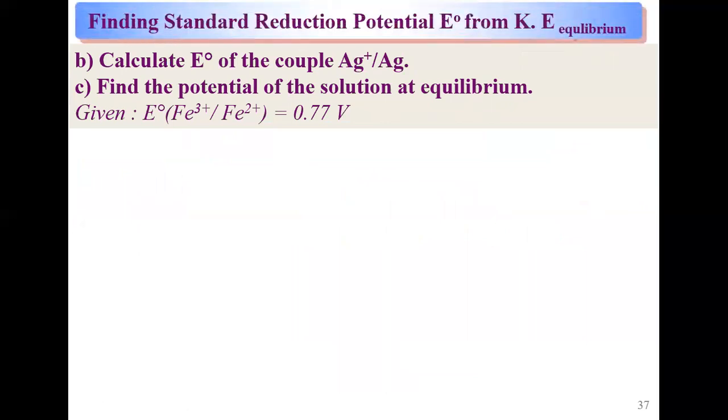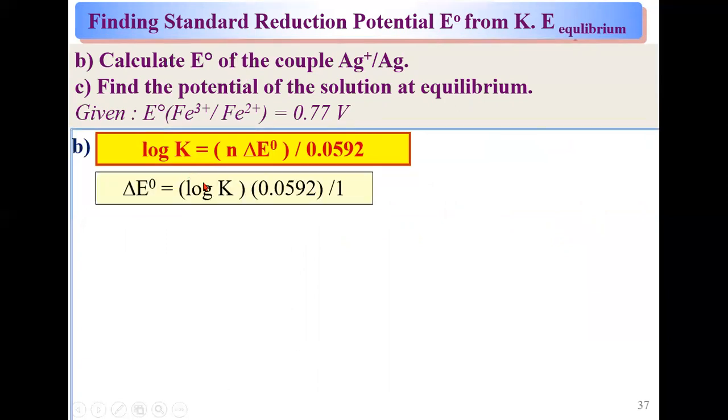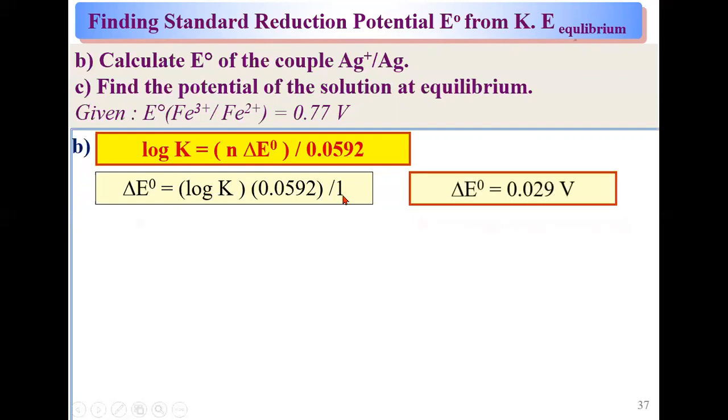Now from the K, we're going to find the E naught. How do we do that? This is again new. First, get the delta E naught from the K. Delta E naught will be log K times 0.592 divided by the number of electrons transferred, which happens to be 1, and we get the delta E naught.